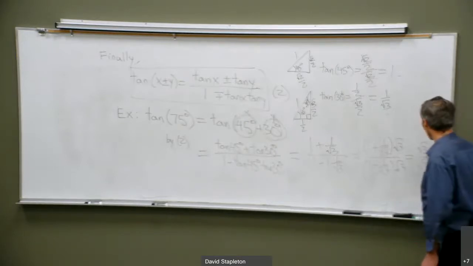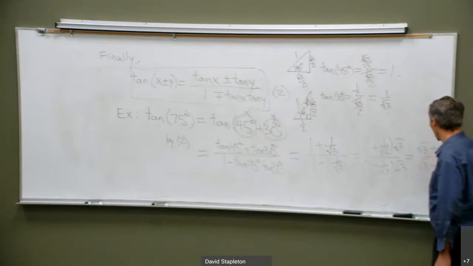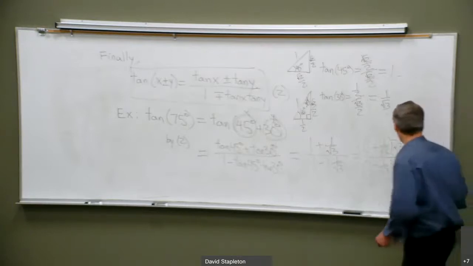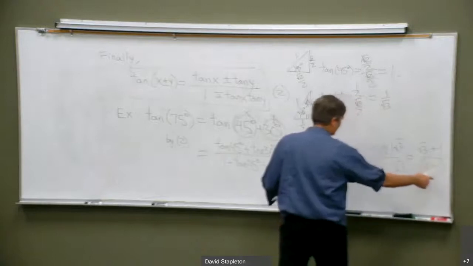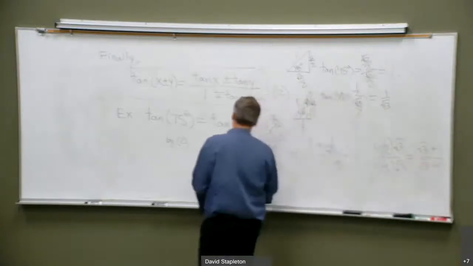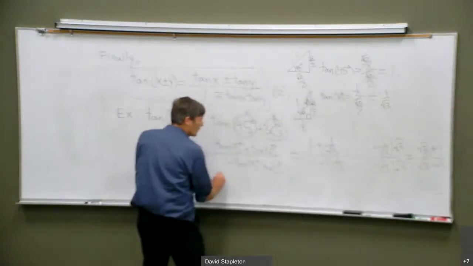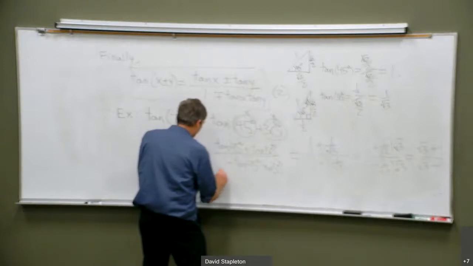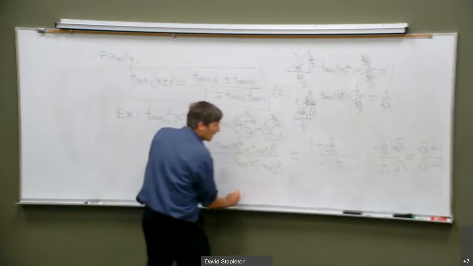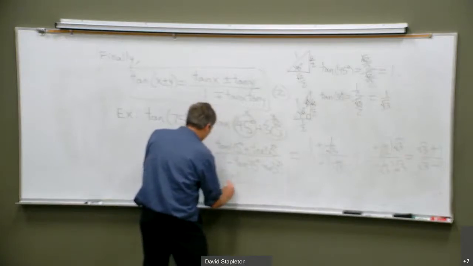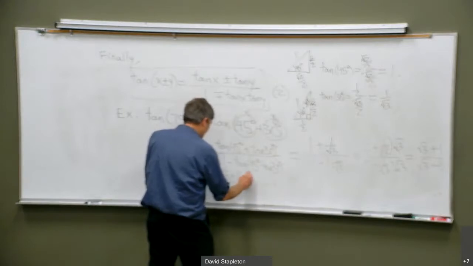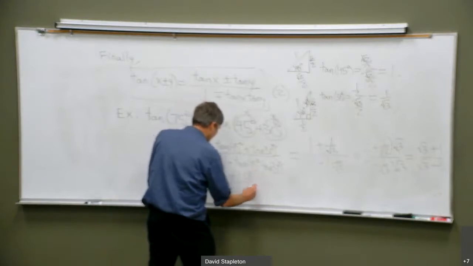How do I make that simpler? Conjugates, of course, right? Whenever I have a root in the bottom and a sum or difference, I multiply top and bottom by the conjugate. If this is minus, I multiply by plus. If it's plus, I multiply by minus. So I'll write this as square root 3 plus 1 on the top, and square root 3 minus 1 on the bottom. And I multiply top and bottom by square root 3 minus 1.